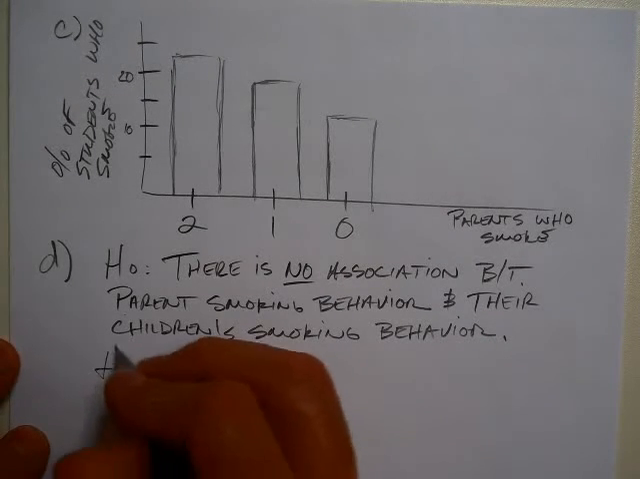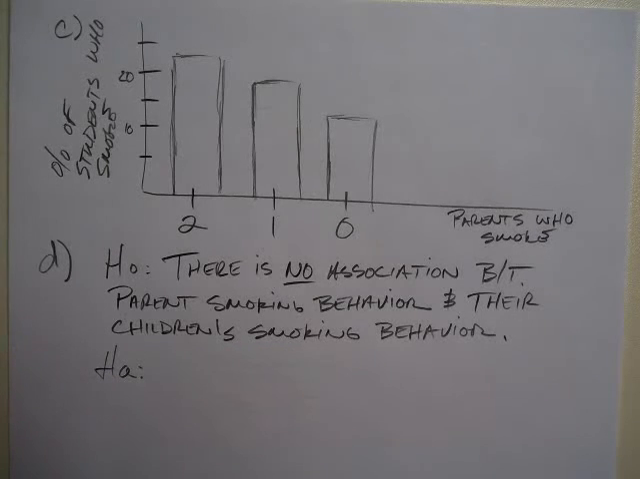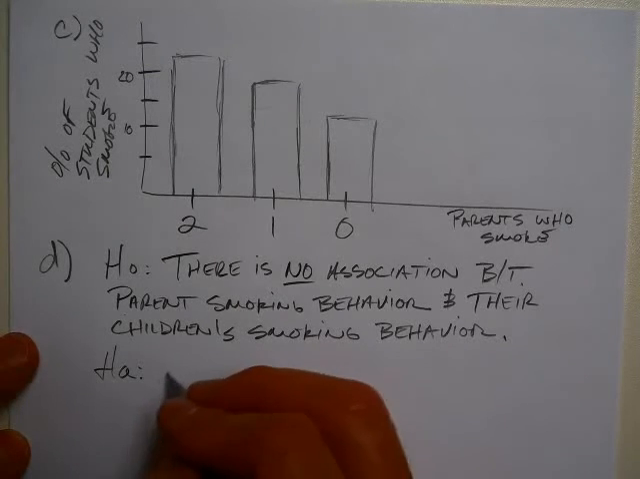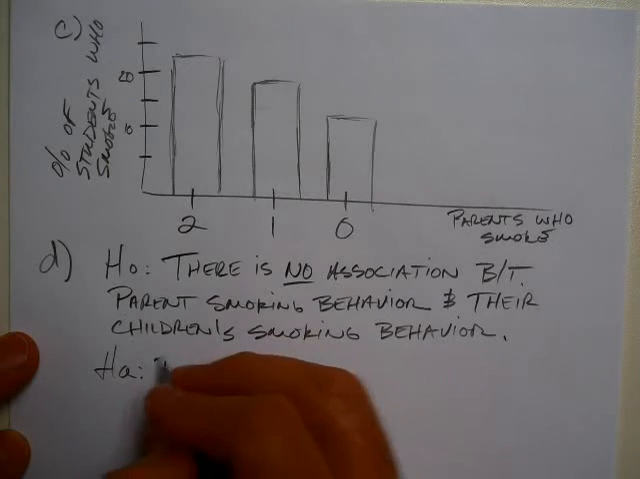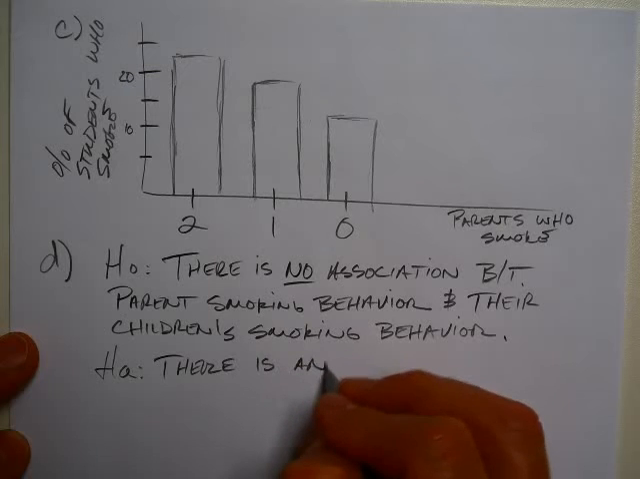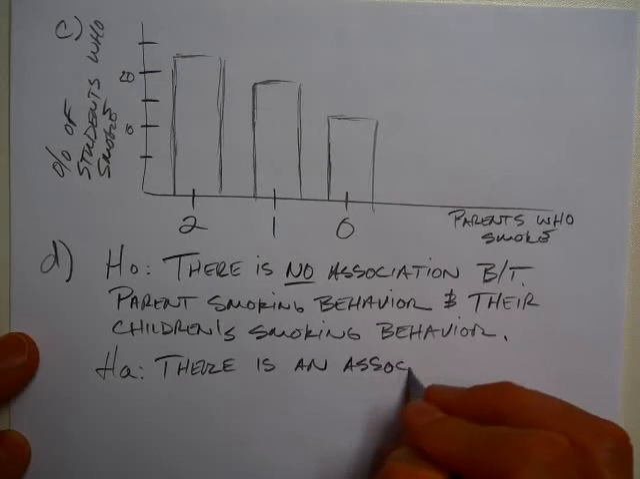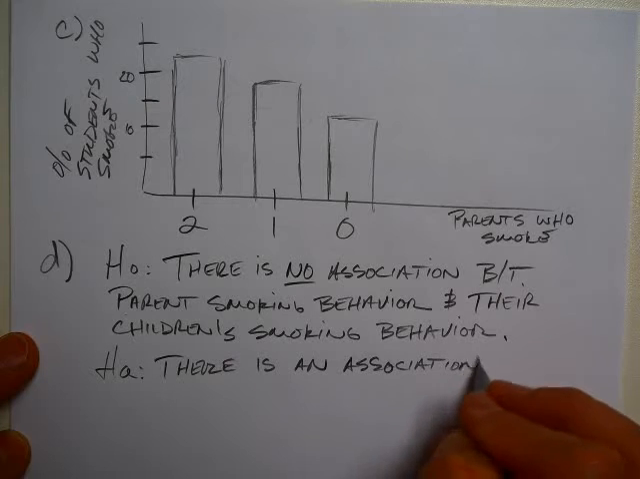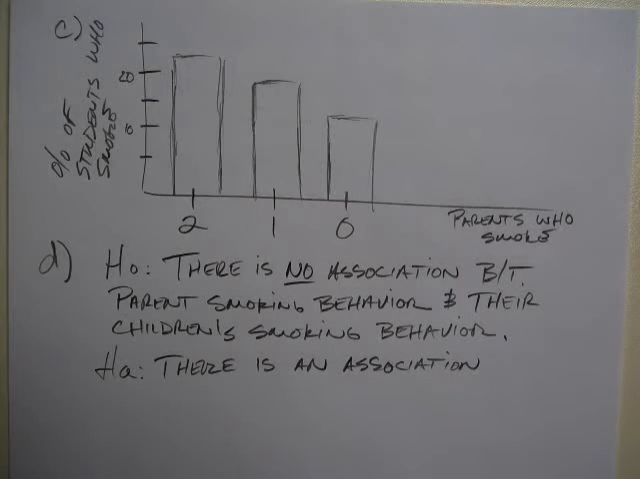What about the alternative? We've got a lot of context in there. So if there's no association as the null, what's the alternative? There is an association. Now, I don't think you have to recopy all of the context again. I think it's assumed. There is an association. All right.